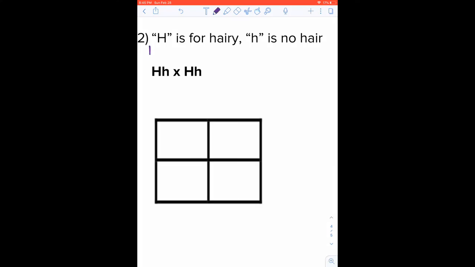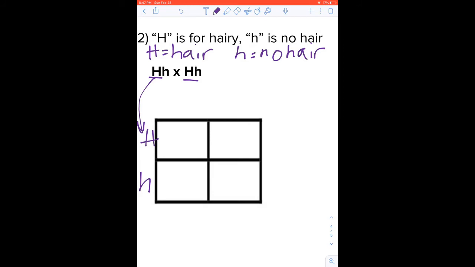All right, let's practice this out. We have the situation, H is for Harry, so I'm going to write that down. Big H equals Harry. Little h means no hair, so I'm going to write that down. Step 1, write what the letters mean. And then my genotypes of the parents are already written for me. I just have to split them.